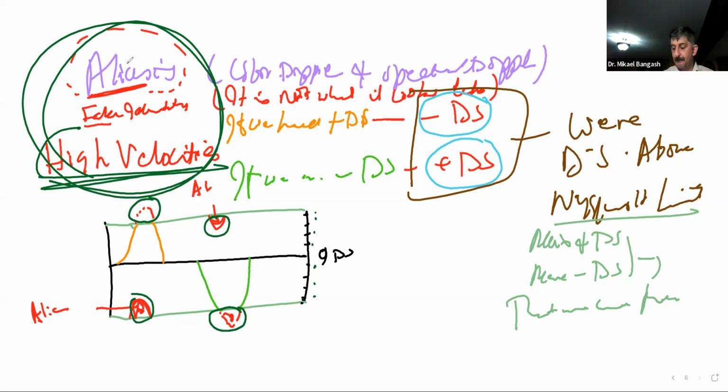Did that make sense? Okay, so just keep in mind aliasing: with a positive Doppler shift, or a negative Doppler shift, that was going to be what we call aliasing.